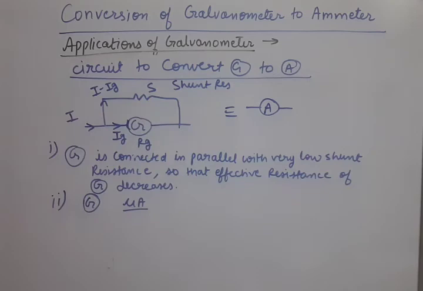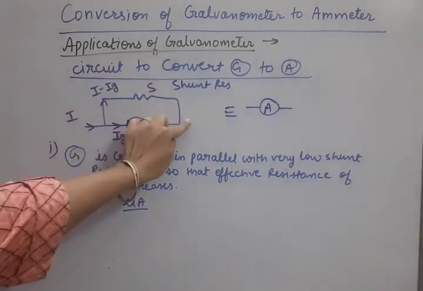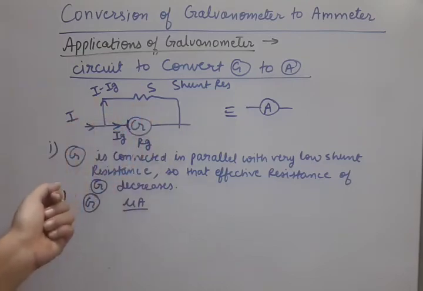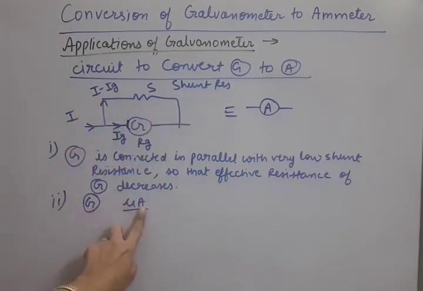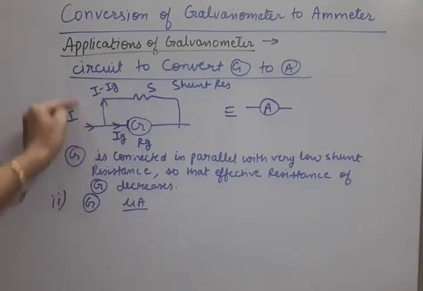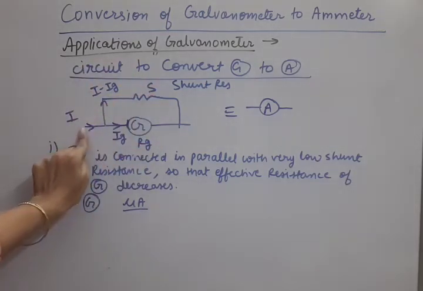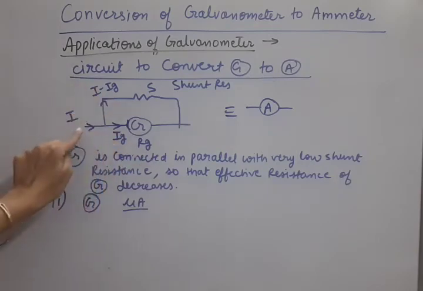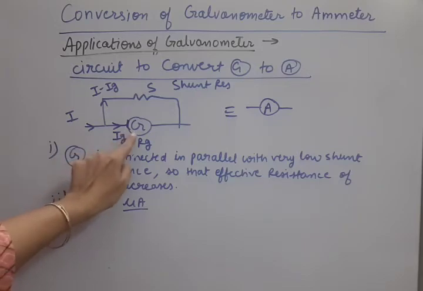Okay, so a large part of the current will flow here, only a small part of the current will flow here. So there is no problem now. The galvanometer's restriction that only a microampere current can flow through it is now removed because of the connection of the shunt resistance. So now effectively in this circuit we can pass a large current I and we can measure it also.